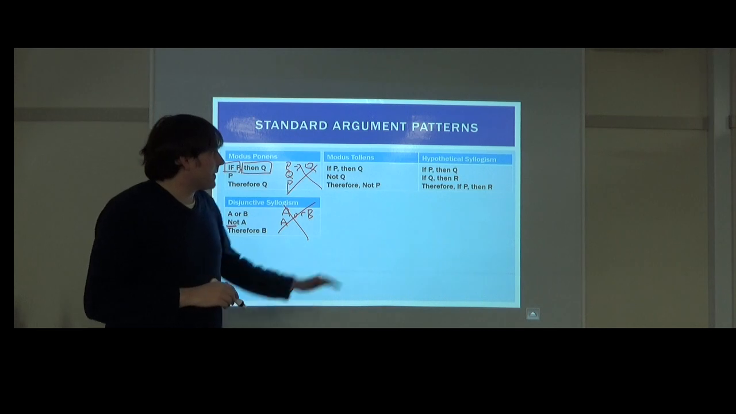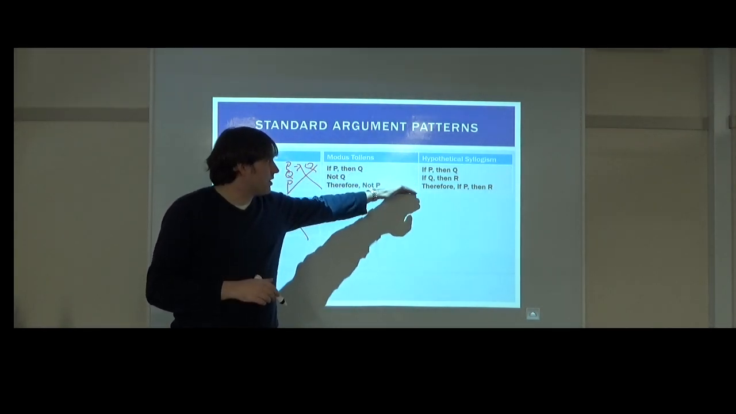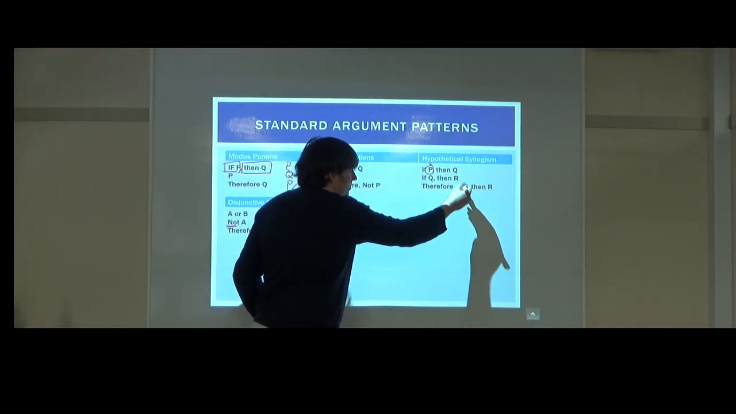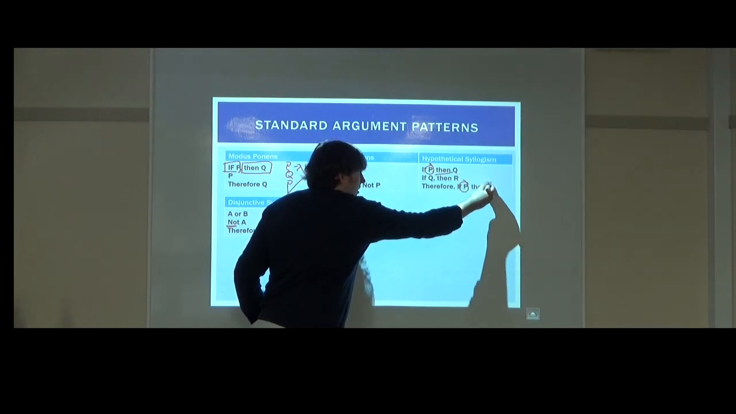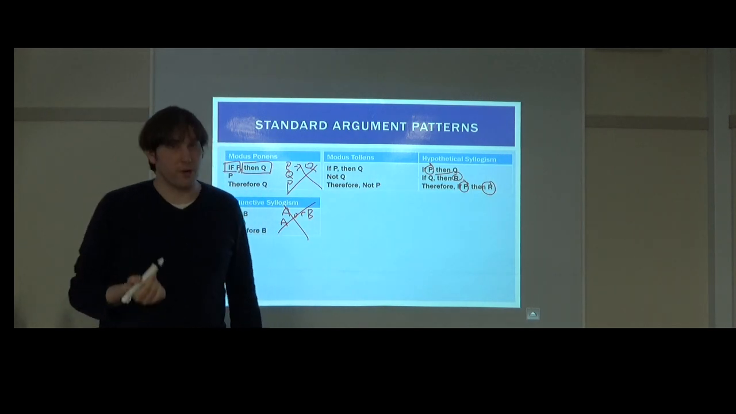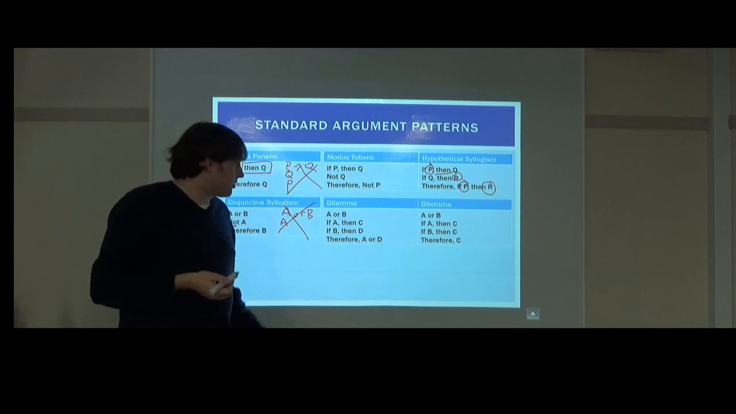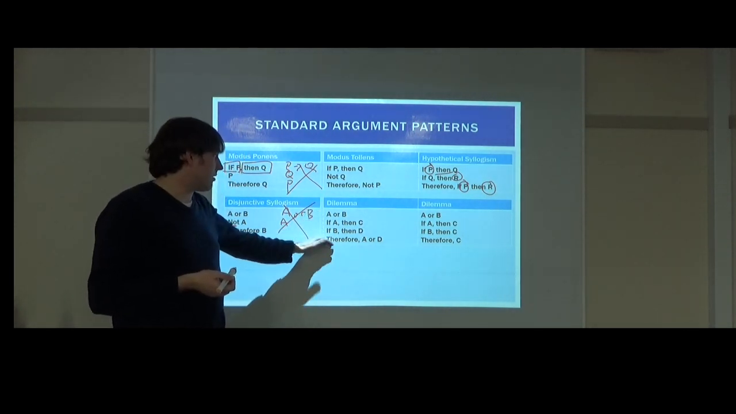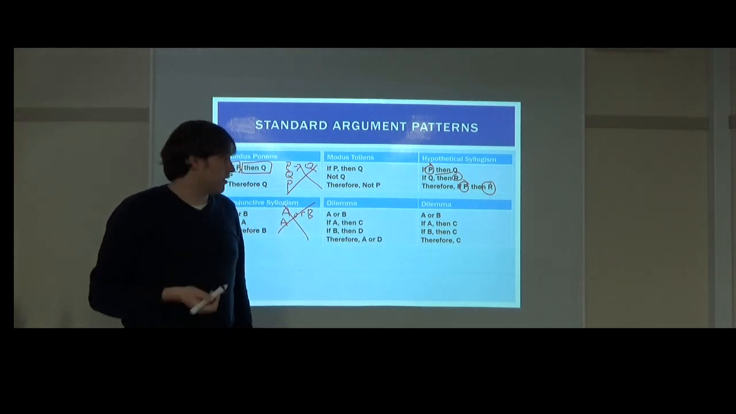Hypothetical syllogism. If P then Q, if Q then R. Therefore, if P then R. Again, make sure that we have P at the start, and then we have a middle term, and then we have the same R. So please make sure that this is happening in this way, otherwise it doesn't work. Finally, we have dilemma. A or B, if A then C, if B then D, therefore C or D. Or A or B, if A then C, if B then C, therefore C.